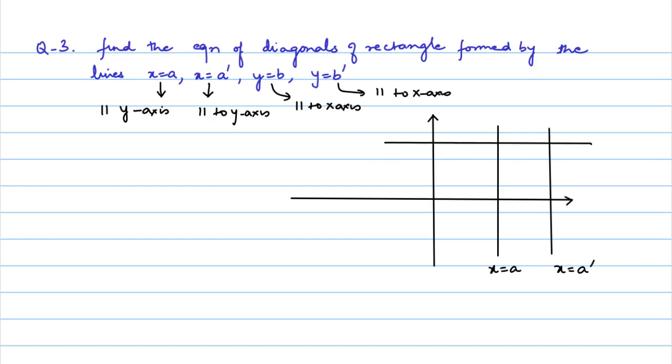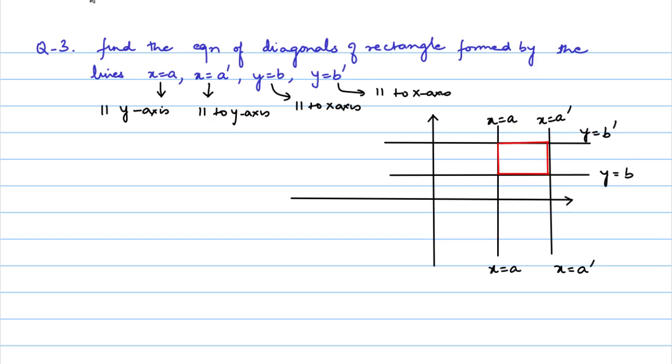Similarly, y is equal to b. Let's say we draw this line. This is y is equal to b, and this is also y is equal to, let's say, b dash. You can take any of them because we are not sure whether b is greater or b dash is greater, or a is greater, a dash is greater. You can take any value of your choice. And this is, let's say, x is equal to a and x equal to a dash. Now where is our rectangle formed? A rectangle formed by these lines is which part? This is your rectangle. This is the rectangle which is formed by these lines.